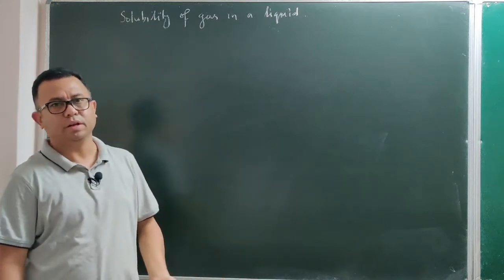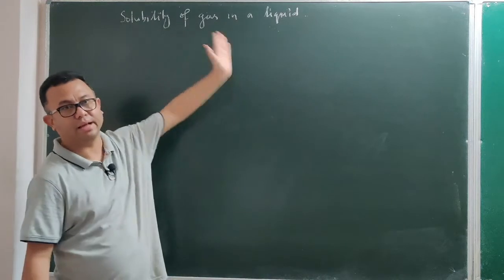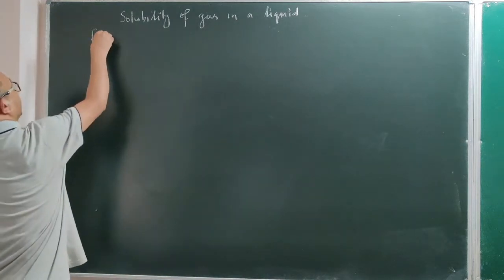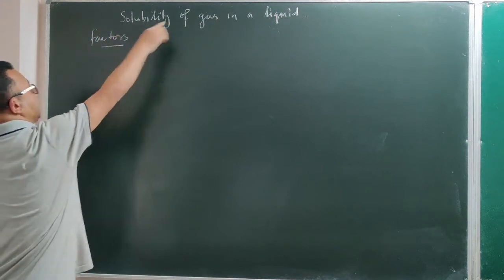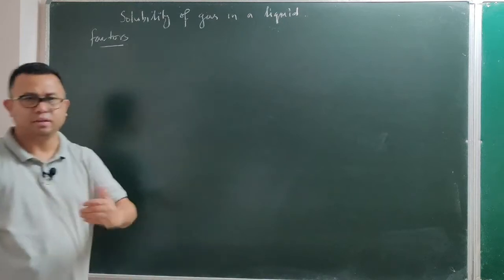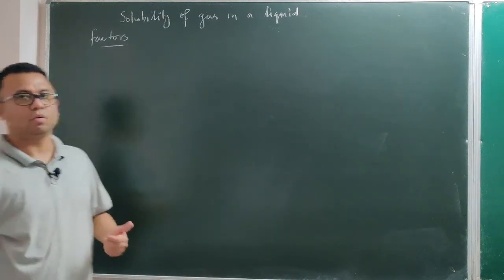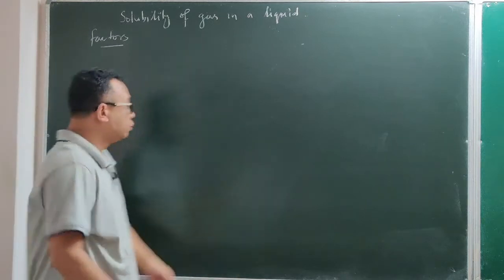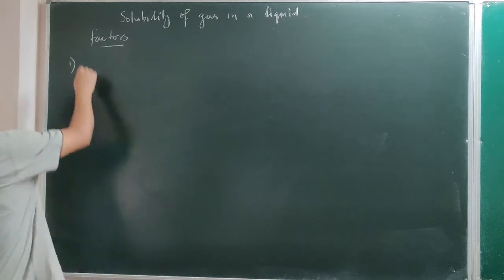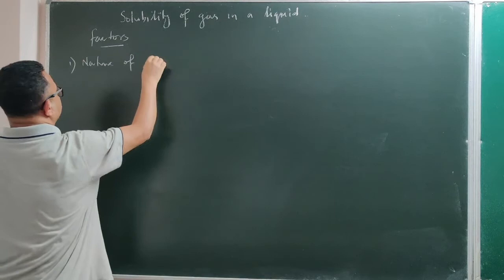Now you know that more gas will be soluble in a liquid or less gas will be soluble. This is what is given by solubility of a gas in a liquid. So here we are discussing the factors which determine the solubility of a gas in a liquid. There are altogether 3 factors, but I will make one single factor into 2 factors, so altogether 4 factors we will discuss. The first factor on which the solubility of a gas in a liquid depends is the nature of the gas.